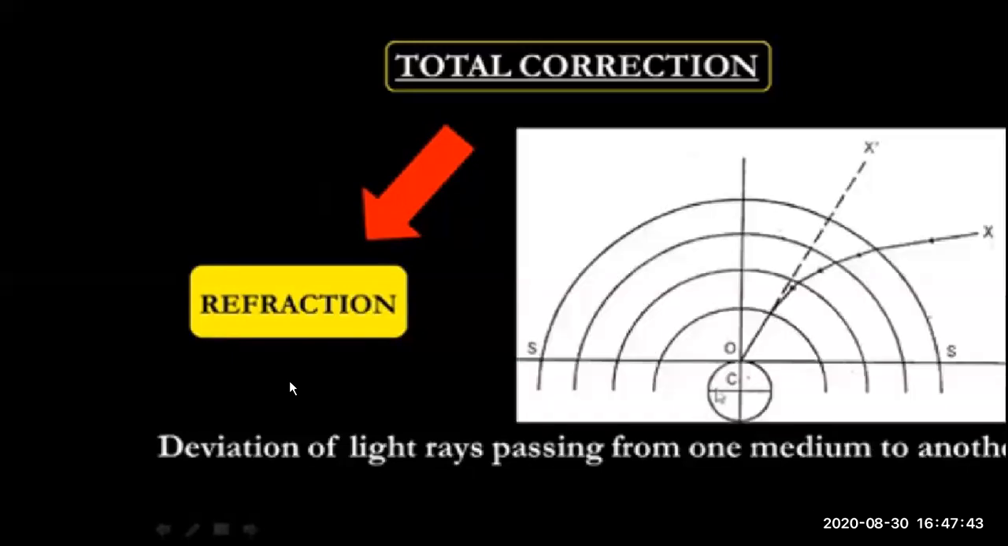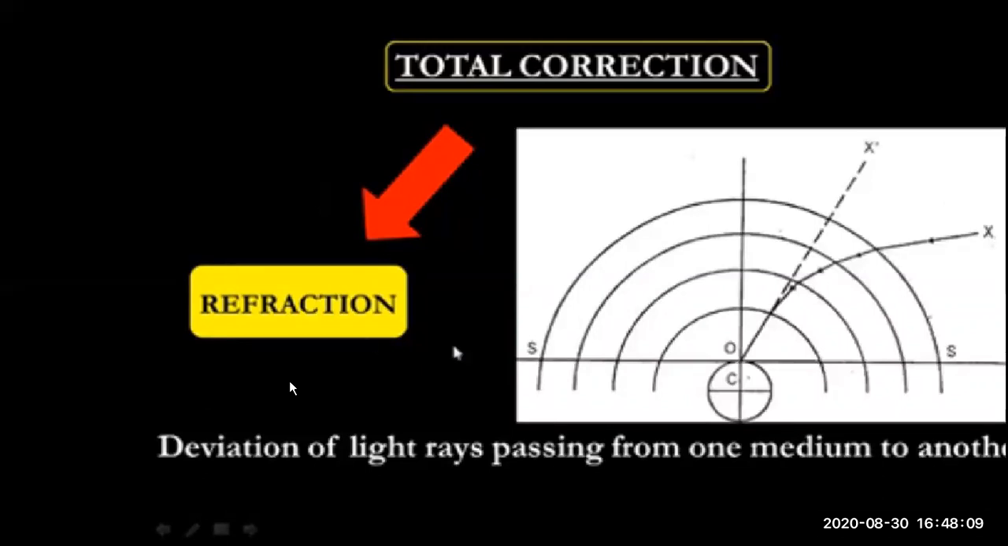So this is the earth and X is the body like the sun, and the light rays are coming and getting refracted here, and once they enter the observer's eye we see it like this, and we assume that the sun is right there at X dash, but actually the sun is at X.